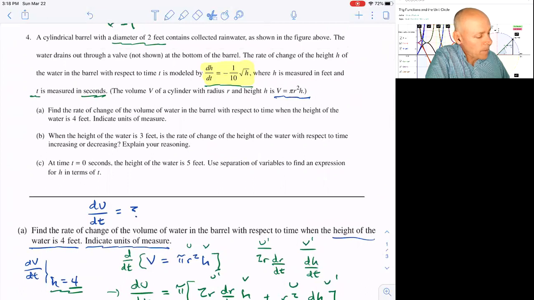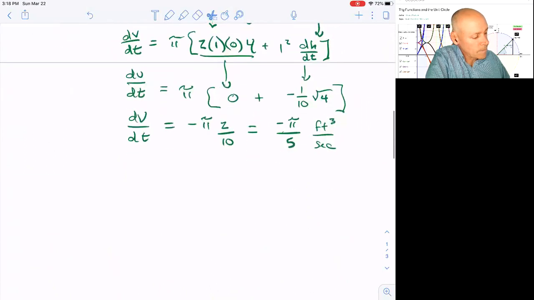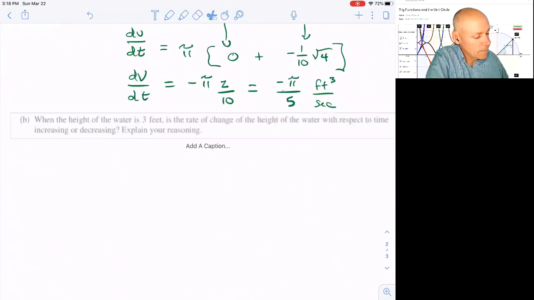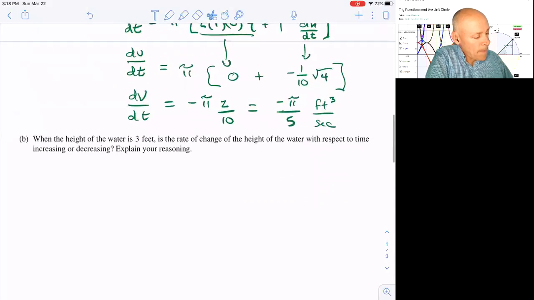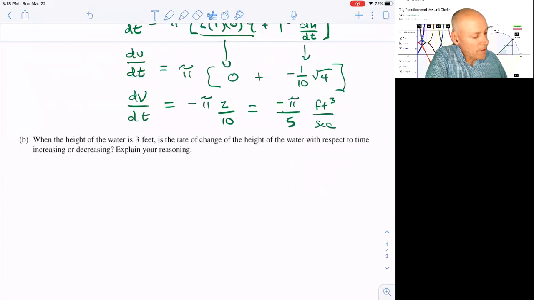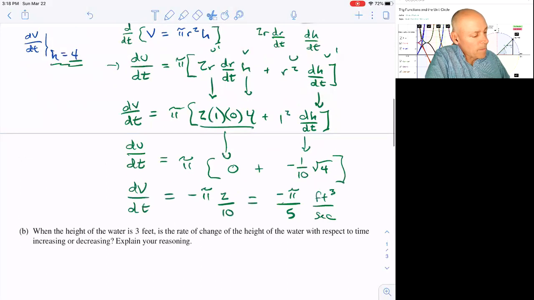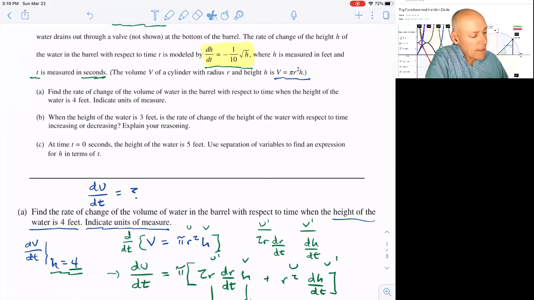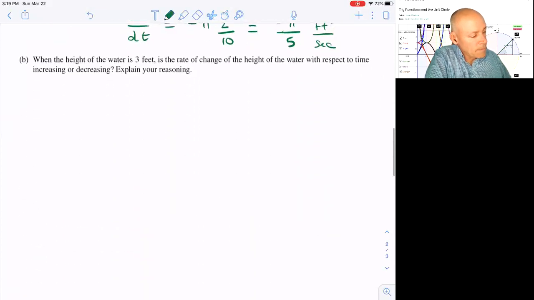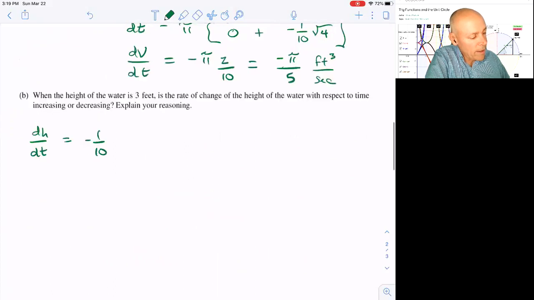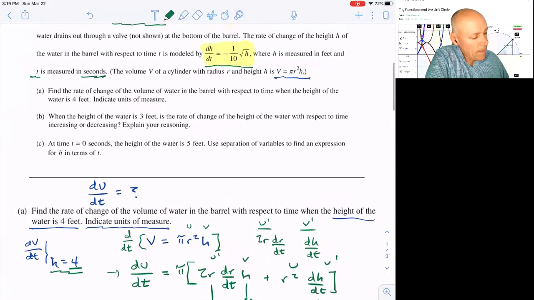Part B, when the height of the water is 3 feet, is the rate of change of the height of the water with respect to time increasing or decreasing? Explain your reasoning. Okay, so the rate of change of the height of the water with respect to time is given by dh/dt. So dh/dt is given by negative 1/10 square root of h.